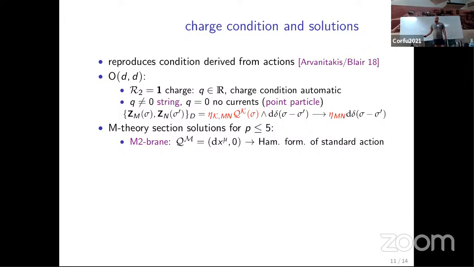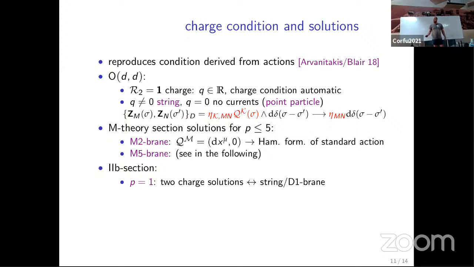For the M-theory section, we have two solutions. We have a two-dimensional solution in case p is equal to 2. The charge solution looks like that, so Q is just a one form. If we apply that to the Hamiltonian formulation, we get the Hamiltonian formulation of the standard bosonic membrane action coupling to a metric and a three form. We also produce the membrane, which I will discuss shortly.